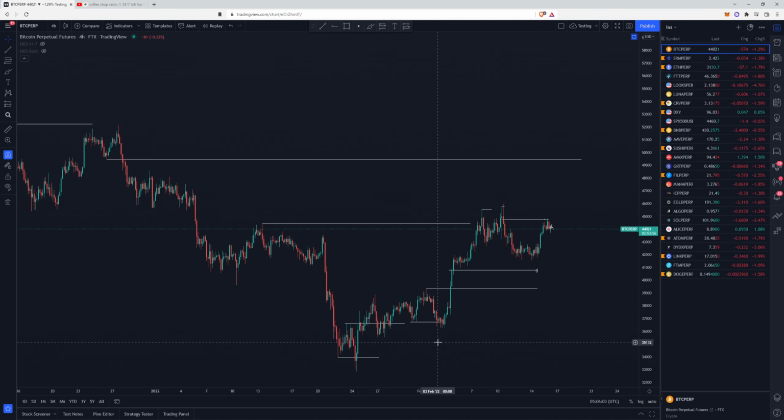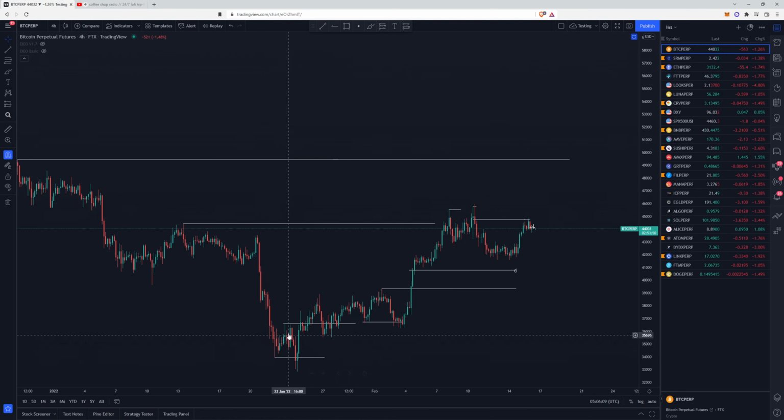So what does accumulation look like? To me, it's just a sweep of a level that is then followed by a break in structure. So you can see we swept out this low, then broke above this high right here. That's the first sign that price is accumulating. I then look for the sign that price is reaccumulating and that buyers are in fact stepping in at these levels. So sweeping out these lows right here, then breaking above the high.